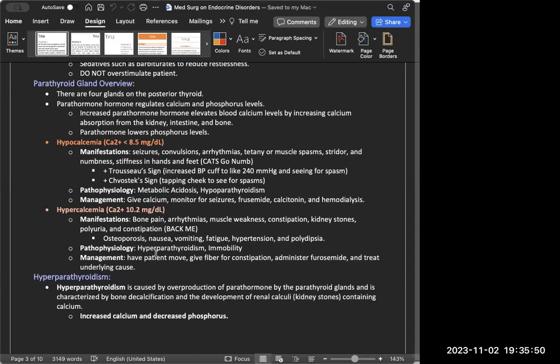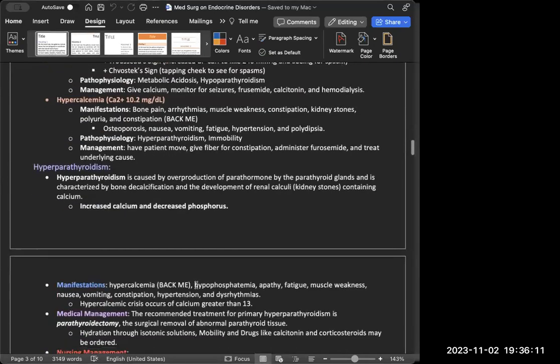But an interesting point is that high phosphorus, or hyperphosphatemia, is going to have the same exact symptoms as hypocalcemia. And hypercalcemia is going to have the same exact presenting symptoms as hypophosphatemia. And that's just because of how they work with the parathyroid hormone.